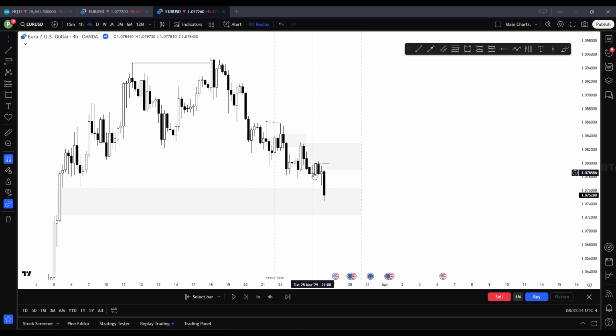On Wednesday, price action opened right here and price was sitting right inside this 4-hour bearish order block. I anticipated price to react off of this order block and drive price lower into the draw on liquidity, which was this refined 4-hour fair value gap. What I did is I waited for this 1 a.m.